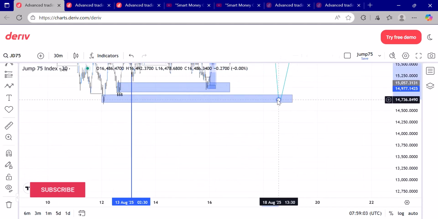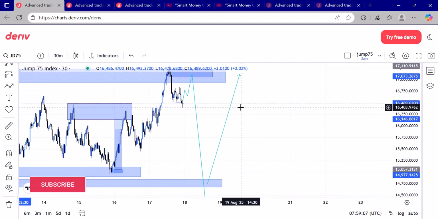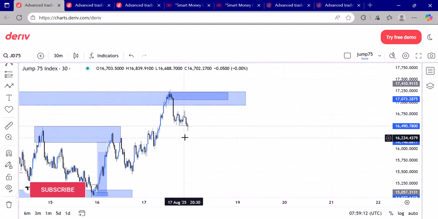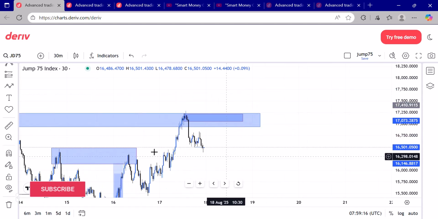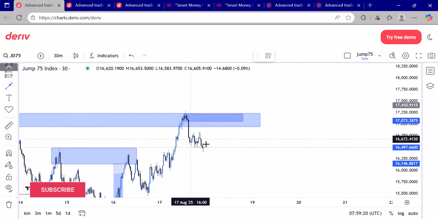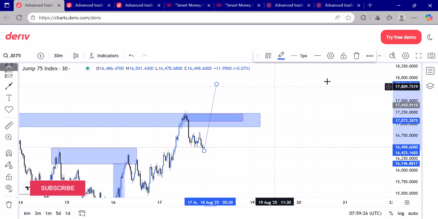All right, so that's what we are looking out for in Jump 75 indices. So price will come in, tap and go. Of course, price can always do its thing. The market can always do its thing by just ignoring you and then just going up. But whichever way, we always have a confirmation entry to be on a safer side.